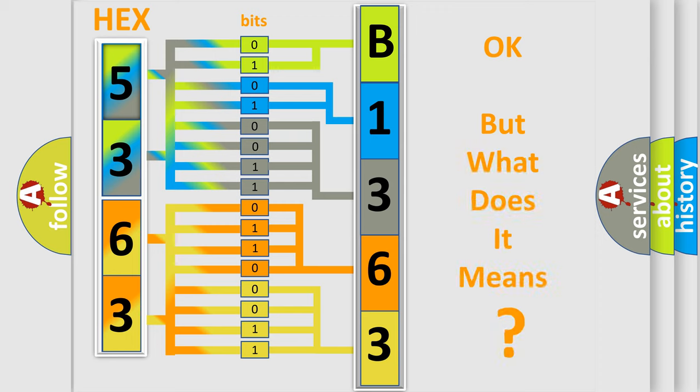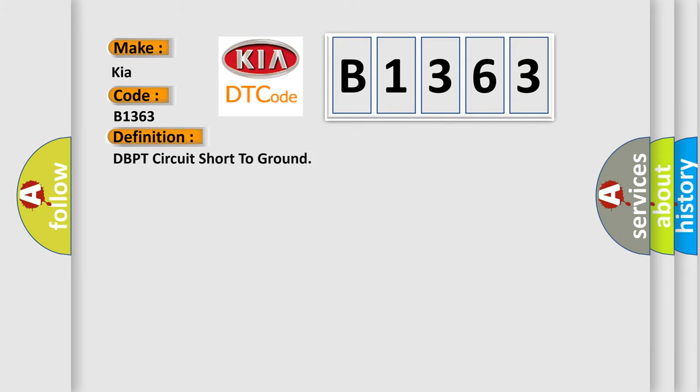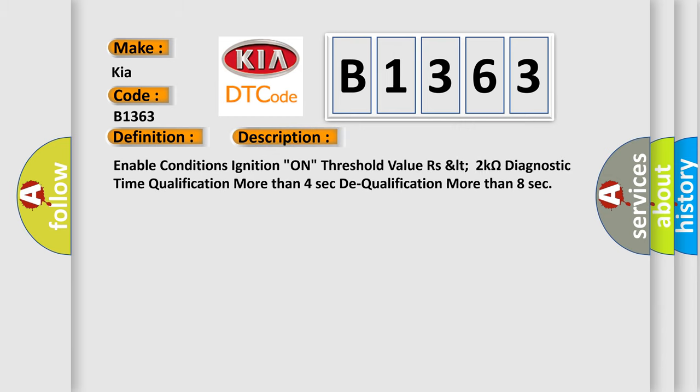The number itself does not make sense to us if we cannot assign information to what it actually expresses. So, what does the diagnostic trouble code B1363 interpret specifically for Kia car manufacturers? The basic definition is DBPT circuit short to ground. And now this is a short description of this DTC code.